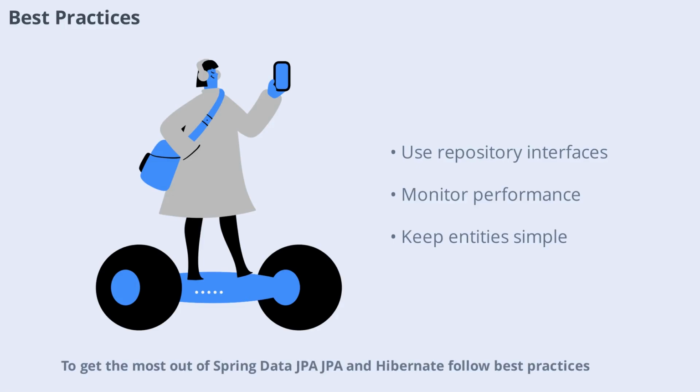To get the most out of Spring Data JPA, JPA, and Hibernate, follow best practices. Use repository interfaces for standard operations, leverage custom queries for complex needs, and monitor performance regularly. Keep your entities simple and avoid mixing business logic with data access code.